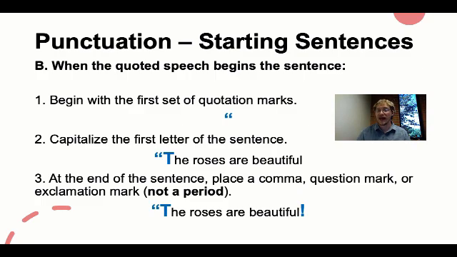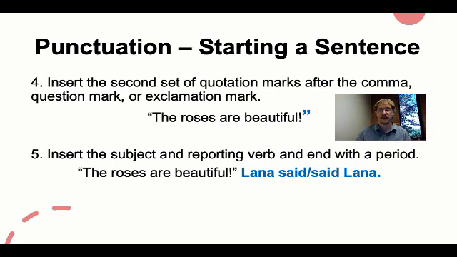So if someone else said, "The roses are beautiful," you could put an exclamation point. Or if they said it without shouting, without much energy, they just said, "The roses are beautiful," you could put a comma, but don't put a period. Then insert the second set of quotation marks after the comma, question mark, or exclamation mark. So you have the end of the quotes there.